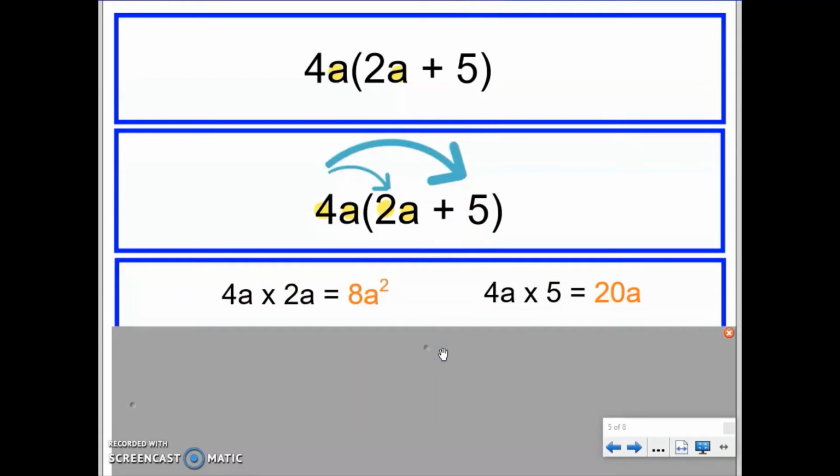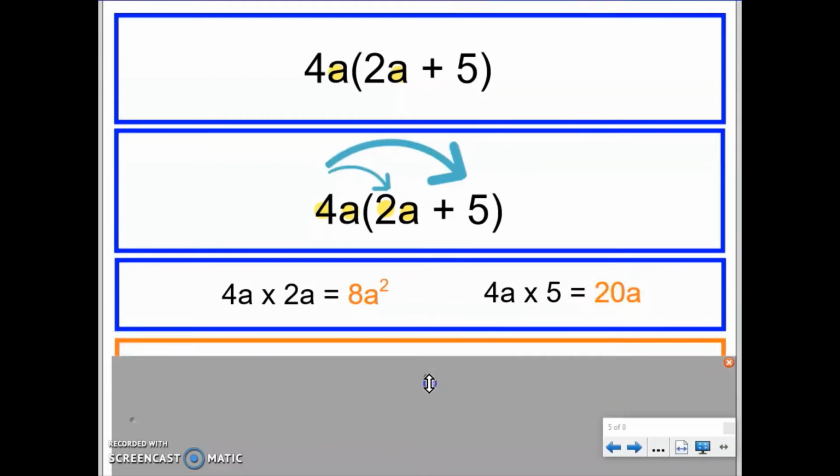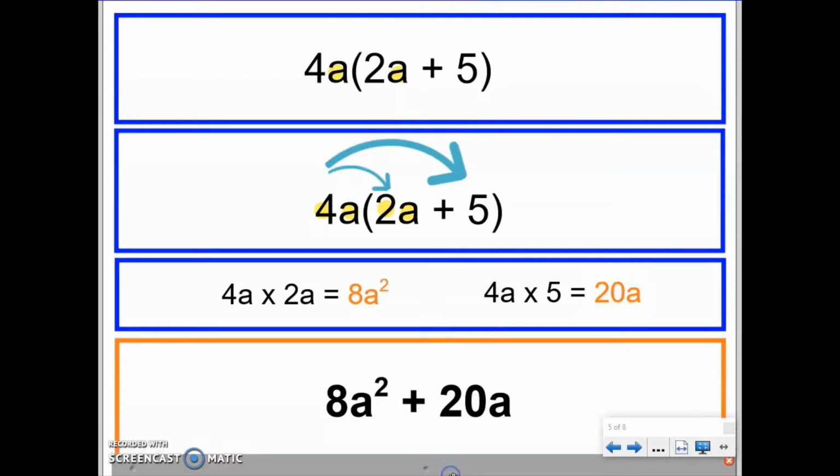So this is what it looks like, the process in your head. 8a squareds, and I've got 20a's. This is positive, so when I put them together, it looks like this. 8a squared plus 20a is the expanded version of this expression. Because we had an a on the outside of the bracket and an a on the inside of the bracket, I should have been expecting an a squared term in my final expansion.